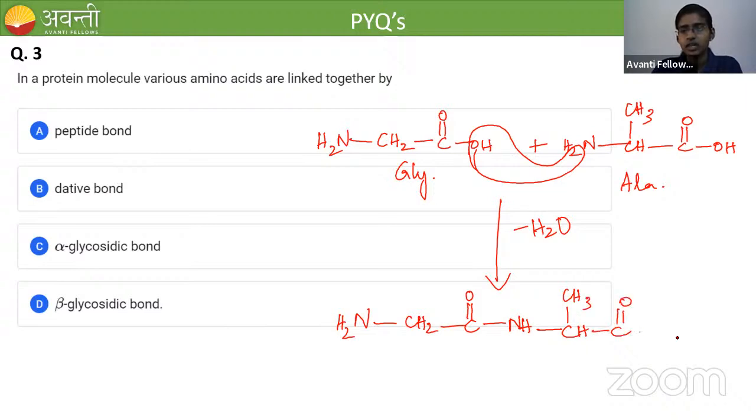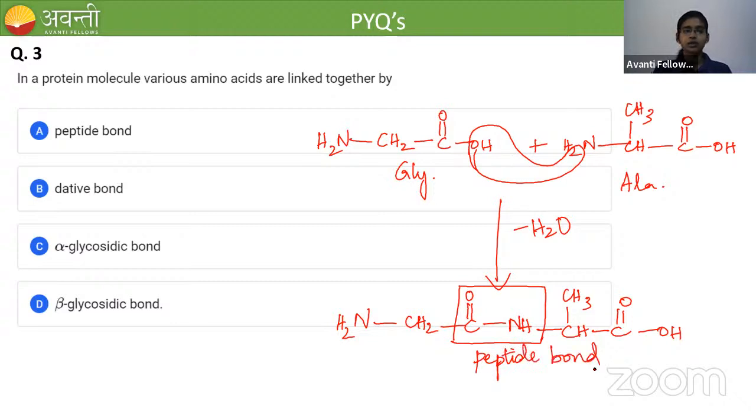So what we are getting is a protein, which is made up of 2 amino acids. And we are getting a C double bond O NH group here. So this is called an amide linkage. Since this amide linkage is present in amino acids and it is forming a protein structure, it is called a peptide bond. So in a protein molecule, the various amino acids are linked together by peptide bond. Got it? So option A is the correct answer.